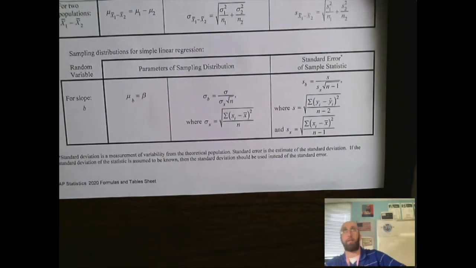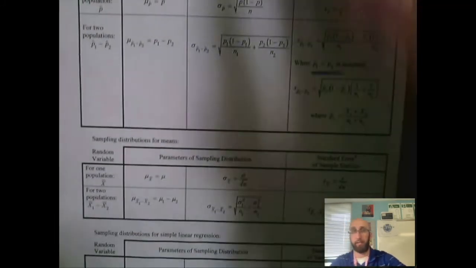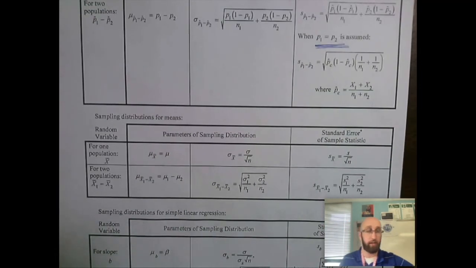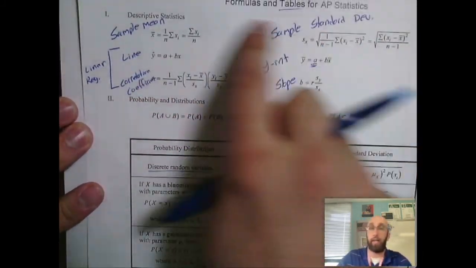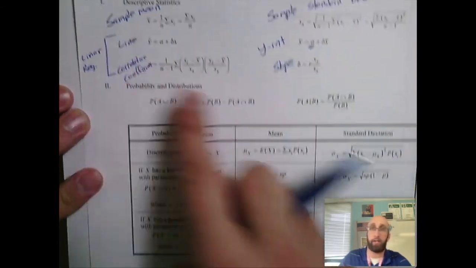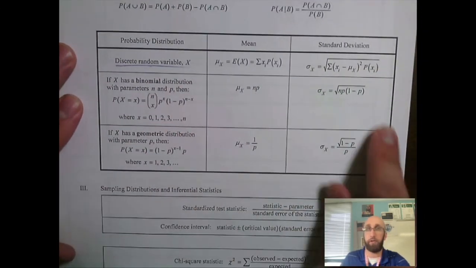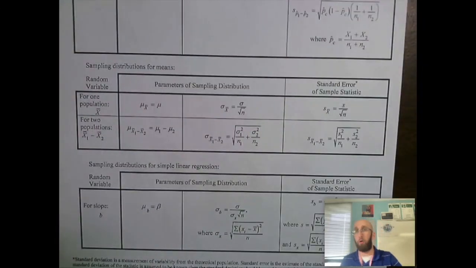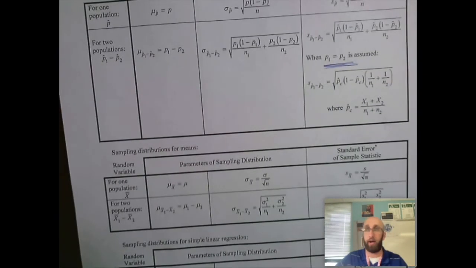Whew, long video, but that is everything on the AP formula sheet. There's a lot there. If I went too fast on a part, back it up, rewind it, see what's on there. It could really bail you out if you need it. So you got sample mean, sample standard deviation, your regression stuff, probabilities, your random variables, binomial distributions, geometric, and then a whole bunch of stuff to help you with sampling distributions, confidence intervals, and hypothesis tests. I know it's a long video, but hopefully it was informative about what's there.